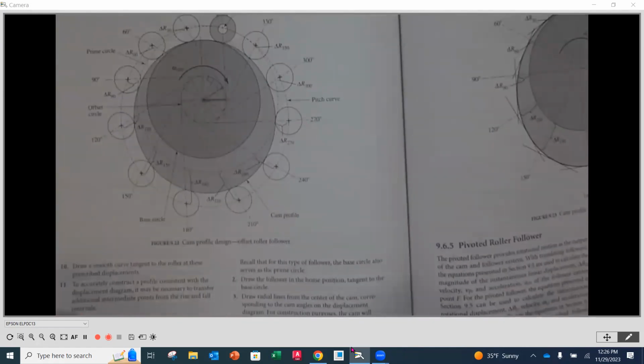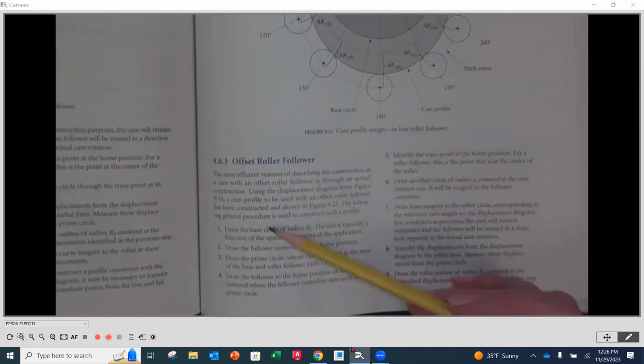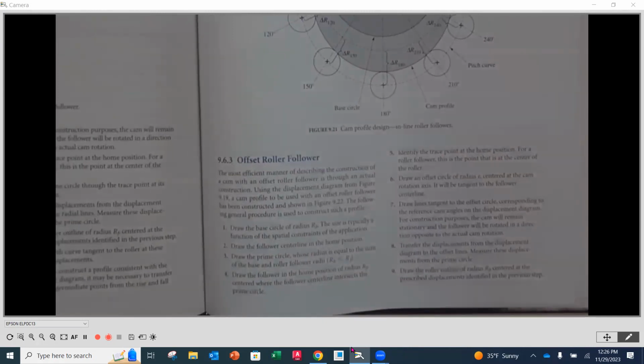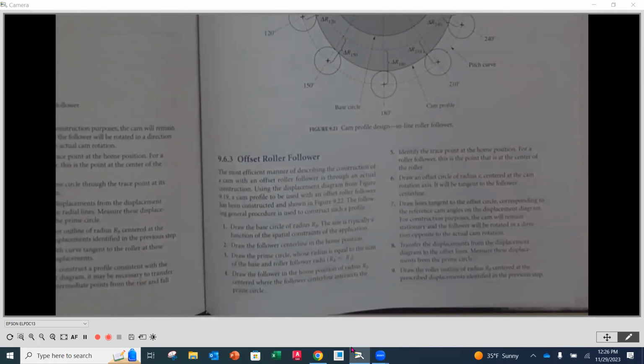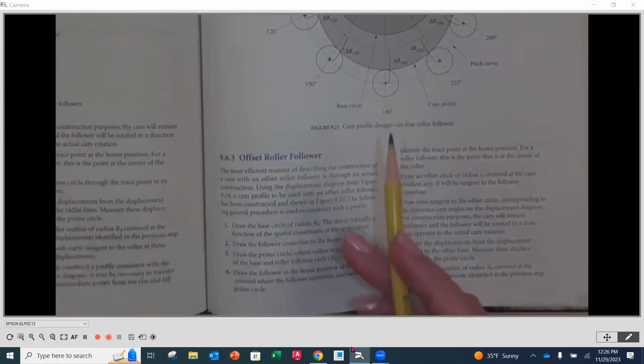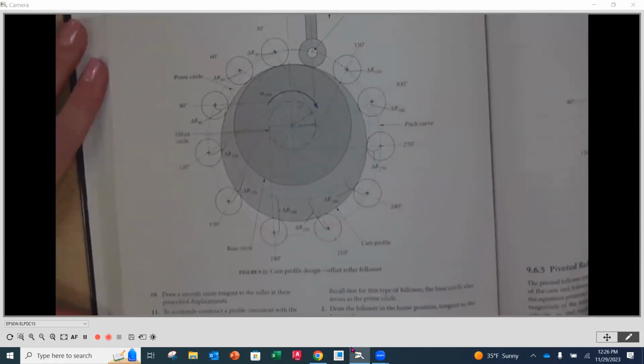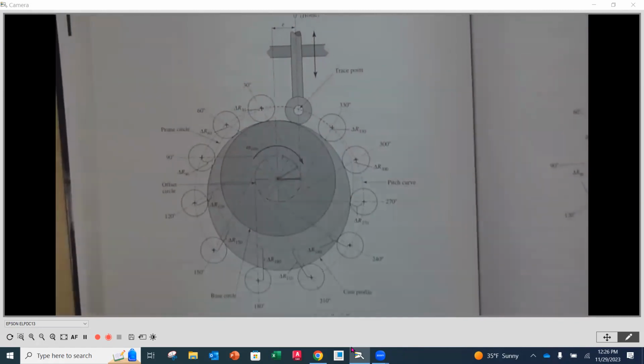Additionally, in the book here, it does give you the procedure starting on page 239 for the offset roller. So if you wanted to, you can also follow that as well if you have any questions, or ask me, okay? It does give you step-by-step how to go through that using this illustration, okay?